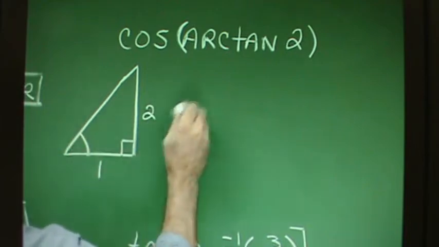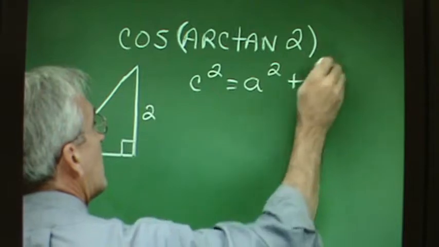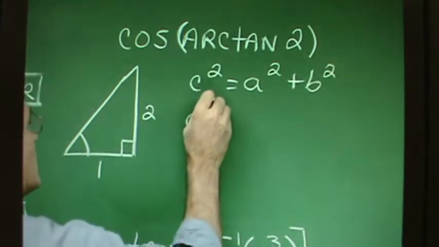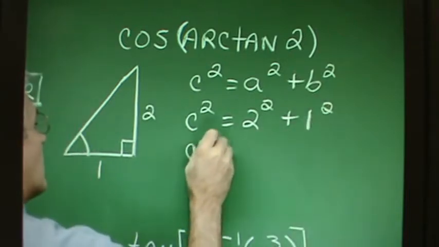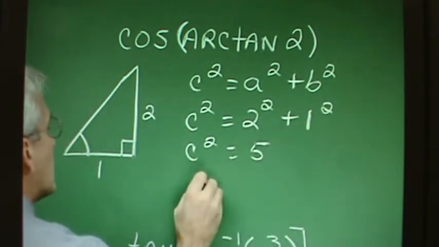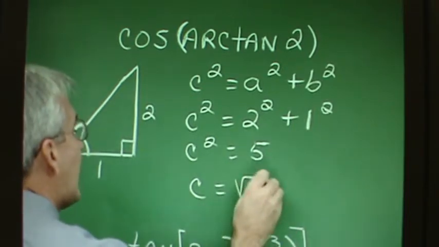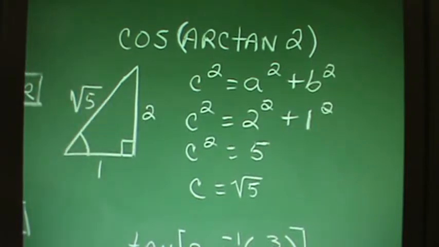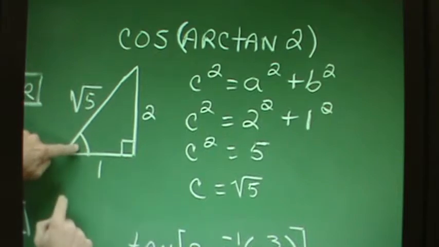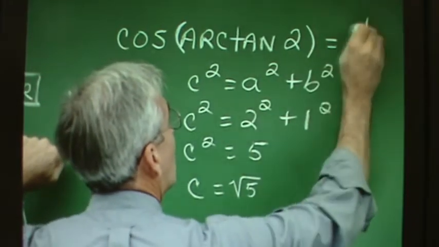All right, I can find the hypotenuse like this. C squared is a squared plus b squared. So c squared is 2 squared plus 1 squared. C squared then is 4 plus 1, 5. C then is plus or minus the square root of 5, and we want the positive version, so it's the square root of 5 that we're after. So the square root of 5 is the length of the hypotenuse, and now the cosine of this angle is adjacent over hypotenuse, so it's 1 over the square root of 5. So this becomes 1 over root 5.